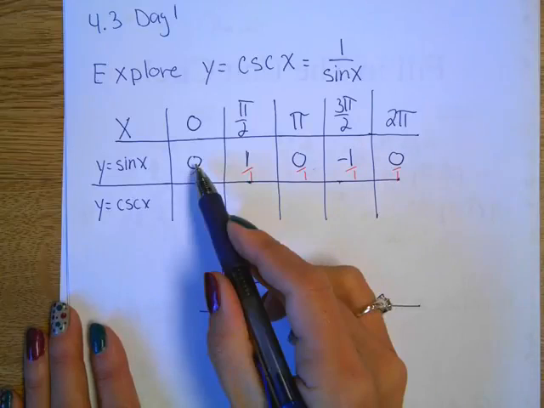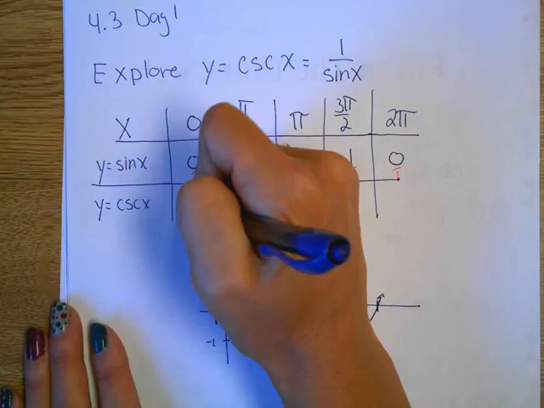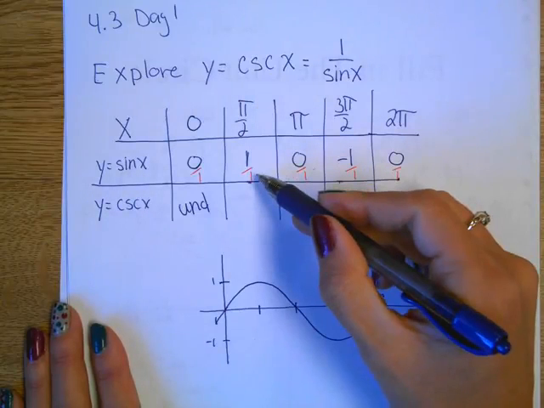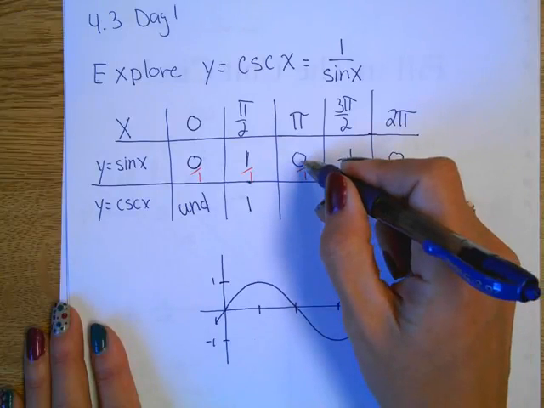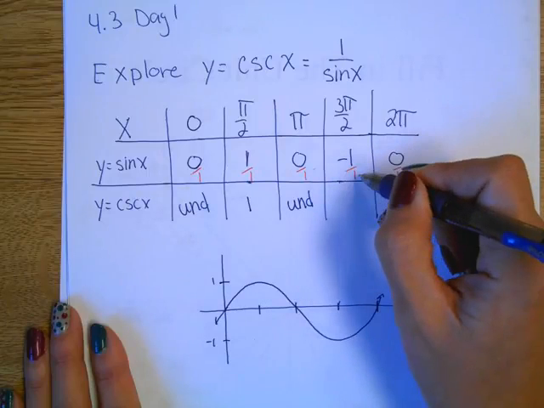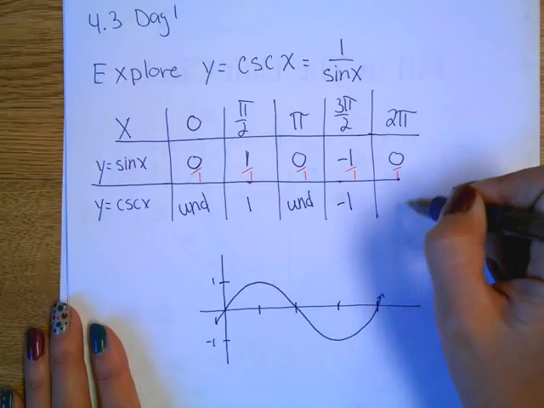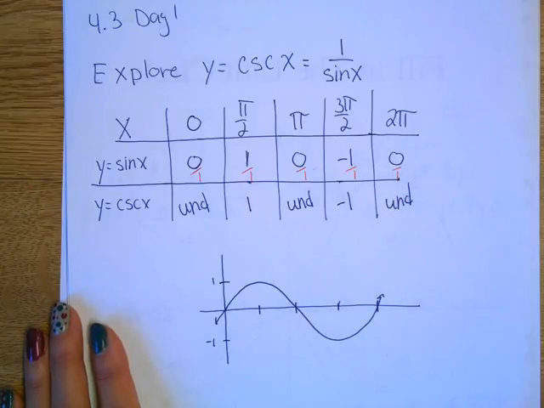What happens when I flip 0 over? Undefined. What happens when I flip 1 over? 1. Flipping 0 over again. Undefined. Flip negative 1 over. Negative 1. And flipping 0 over. Undefined. So, undefined on a graph, what does that show up as?